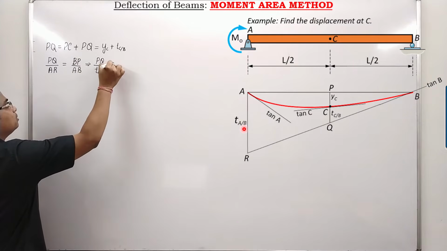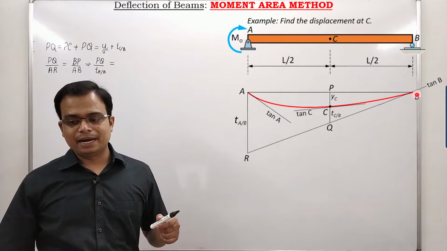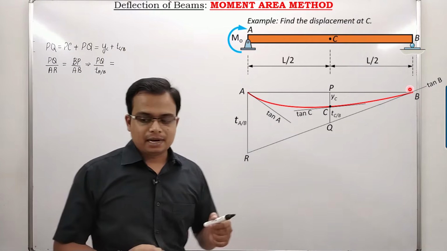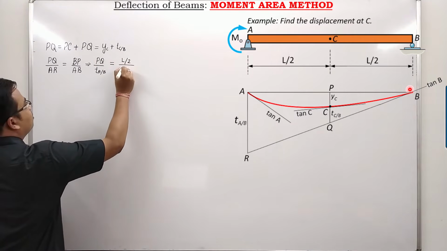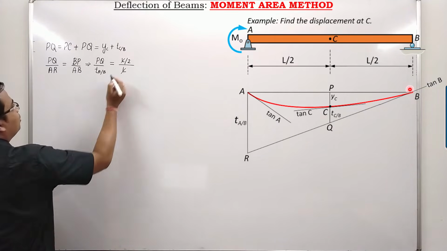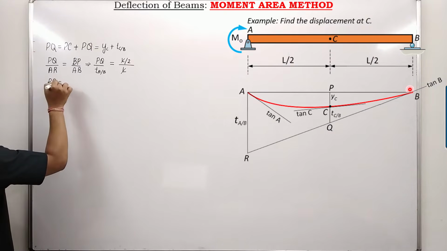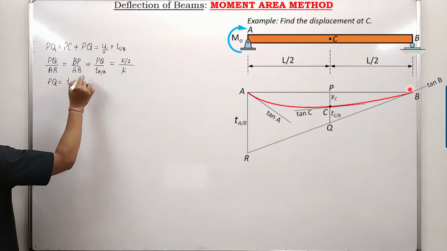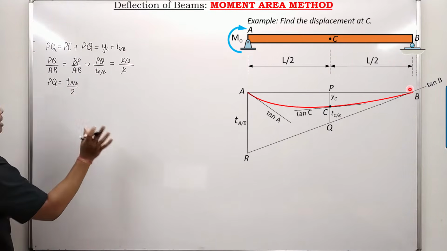Anything else? We've got BP. What is BP? BP is L by 2 and AB is L. The length of the beam is L. So BP is L by 2 divided by L. You just need to solve this equation and that's it. L and L will cancel out. So what remains is this: PQ is equal to TAB divided by 2.